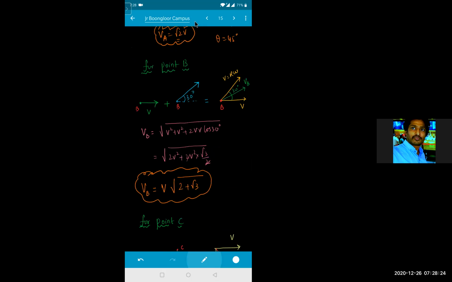So I have written that for point B. See, for point B, V is in this direction and R omega is in this direction. If we add these two, what do we get? So the angle between them is how much? 30 degrees.